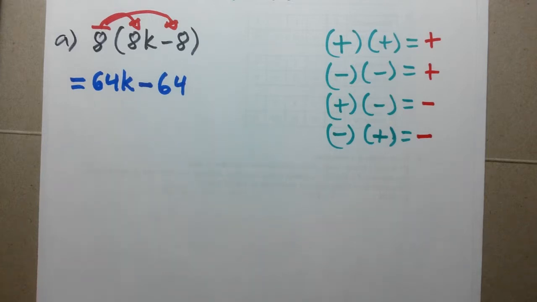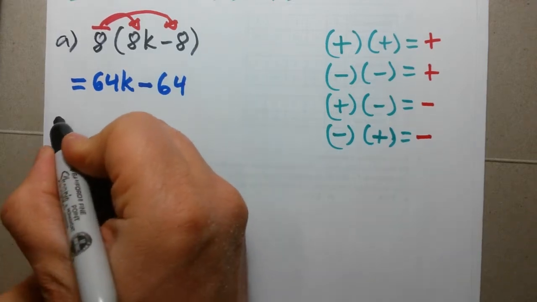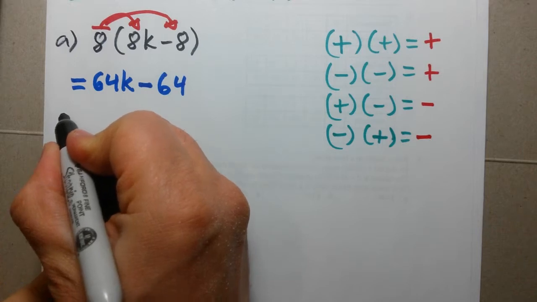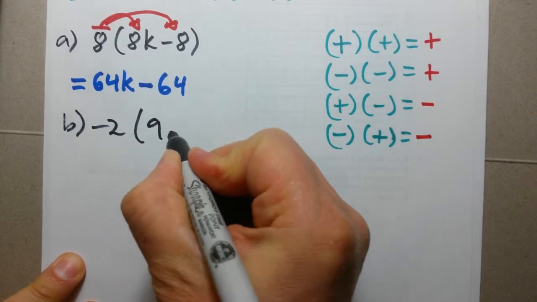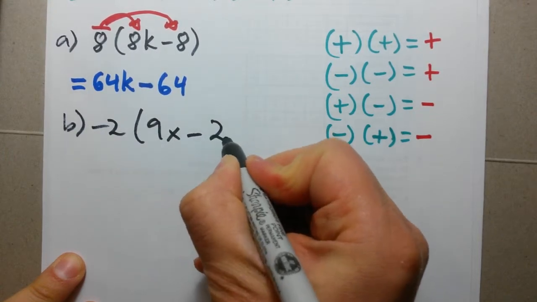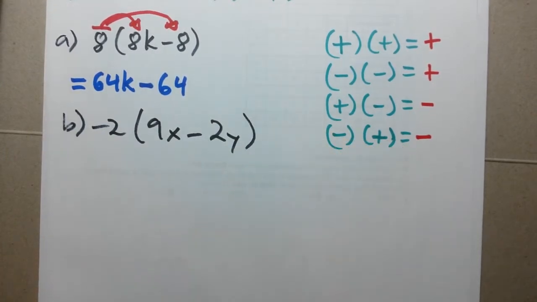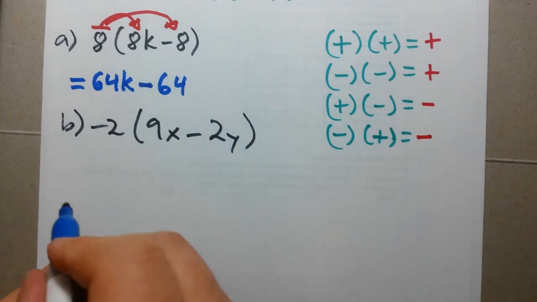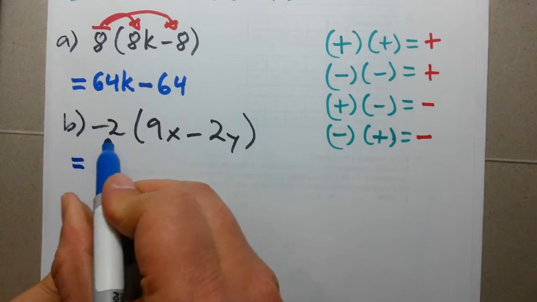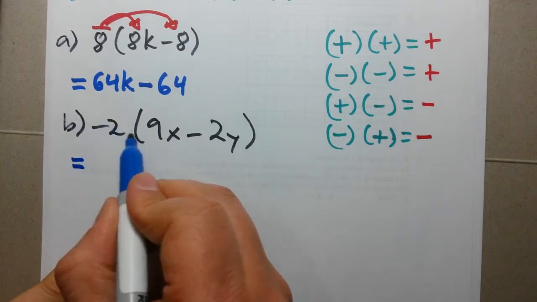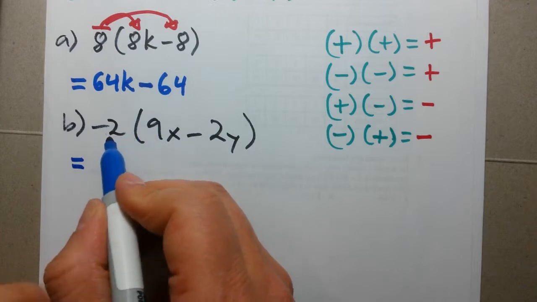Alright, let's look at this other expression here. We have negative 2, open bracket, 9x minus 2y. Once again, you can pause the video and try it yourselves. And then you can compare your answer with my answer. So, once again, let's take care of the signs. There's a negative here and there's a positive there. We have to use the distributive law.